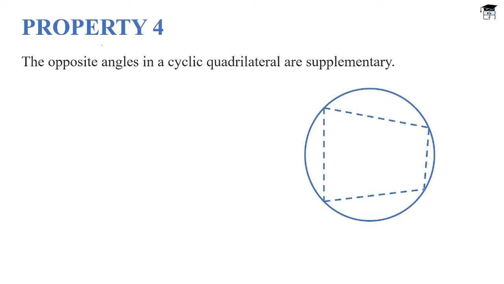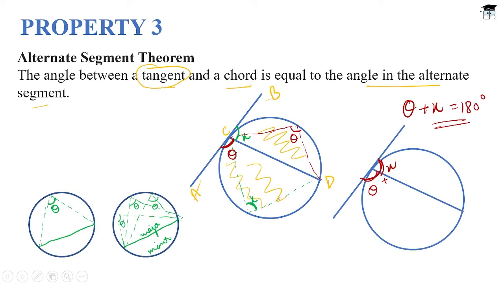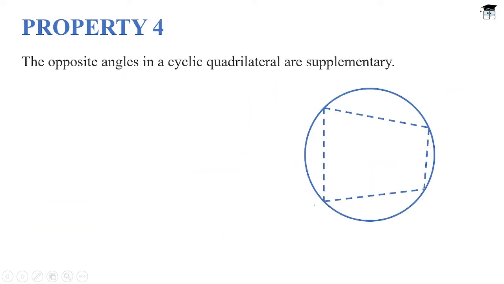Moving on to the fourth property that says that the opposite angles in a cyclic quadrilateral are supplementary. So can you see here when we were talking about the opposite angles, let's say we mark this as E, D and F. So CEDF makes a cyclic quadrilateral here. CEDF.